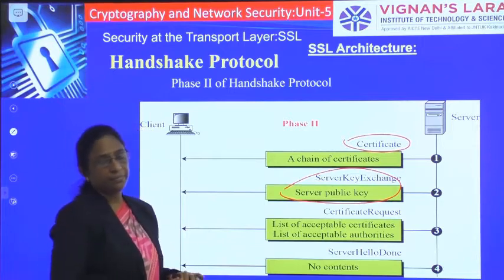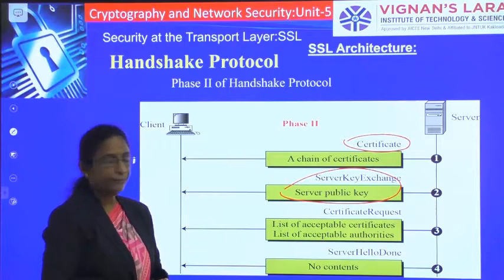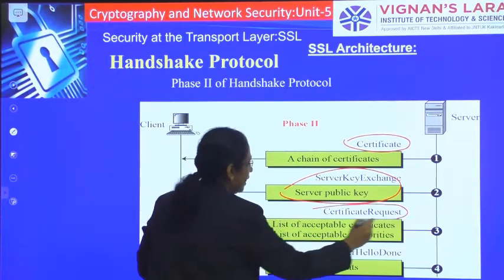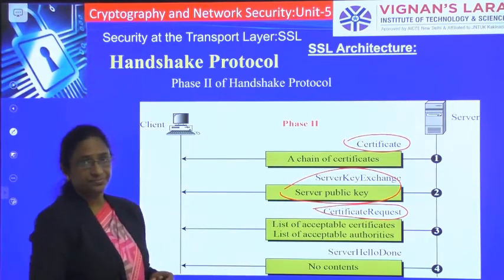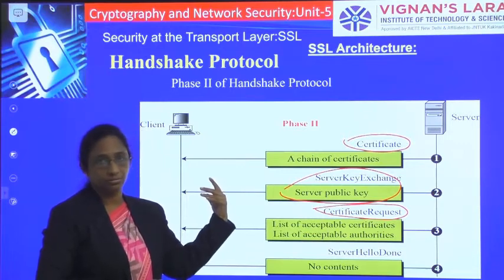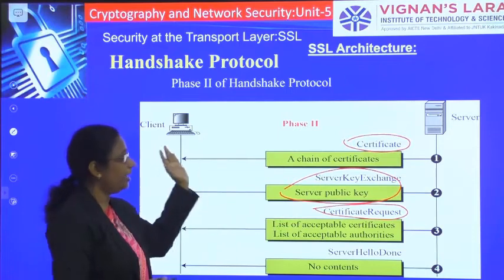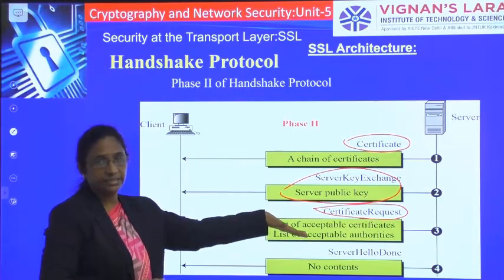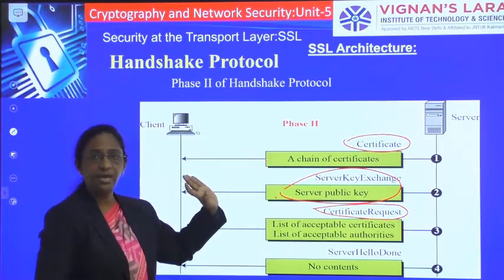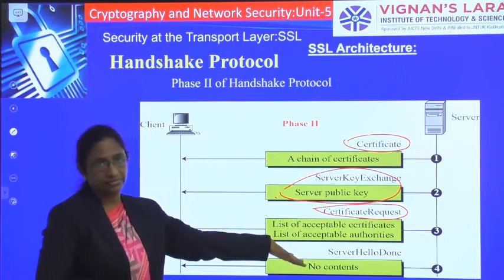Whatever public keys are required, he will be sending those public keys also, and also a list of acceptable certificates. This means that certificate request. Similarly, the server has to authenticate the client also. These are for authentication of the server. The client will be authenticating the server. How will he be authenticated? By using these certificates and these keys.